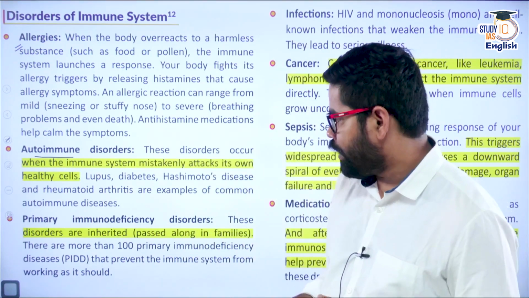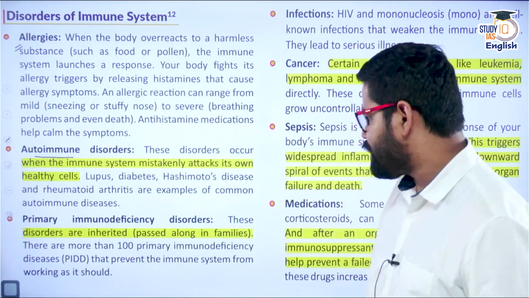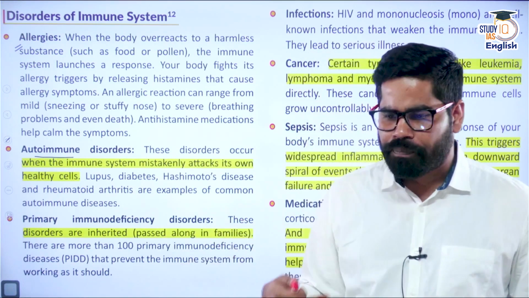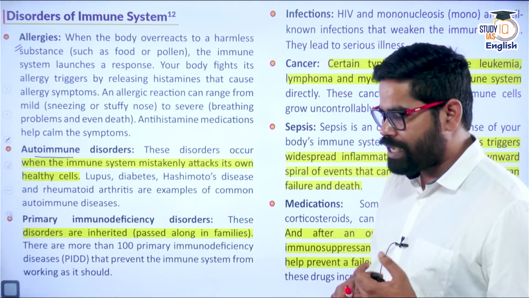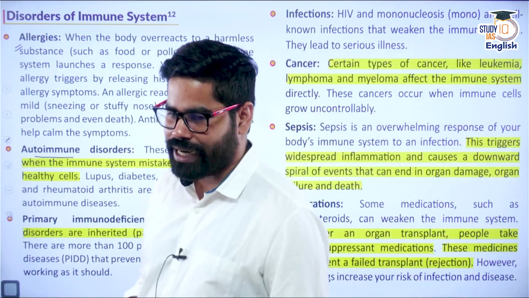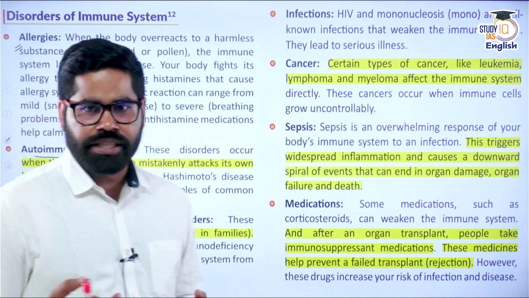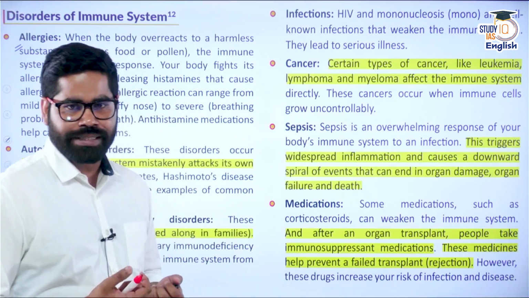Then primary immunodeficiency disorder. Basically, these are passed in the family generation by generation. So these are inherited or genetic diseases. If the immune system is weaker in one generation, it is passed regularly to the next generation. So that is called primary immunodeficiency disease.